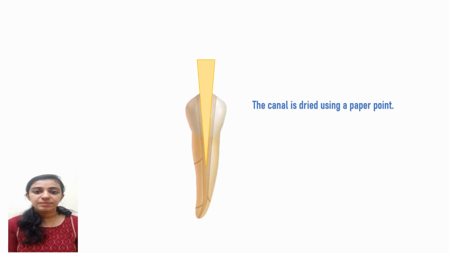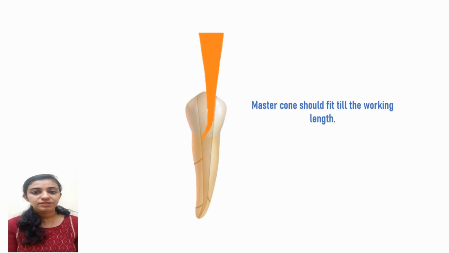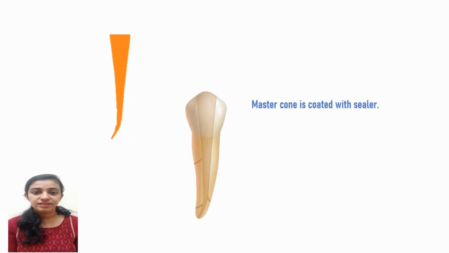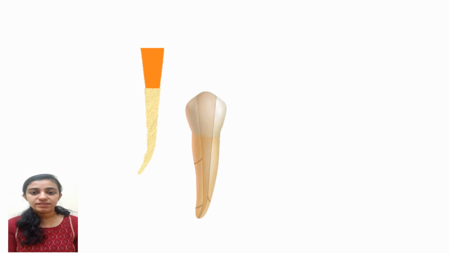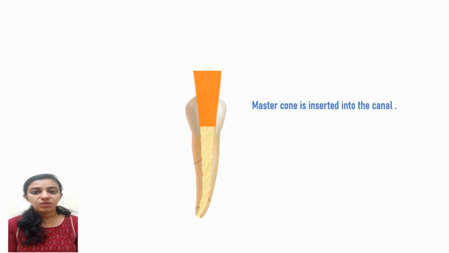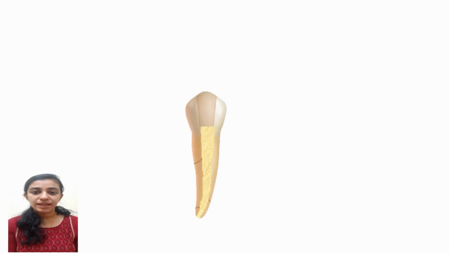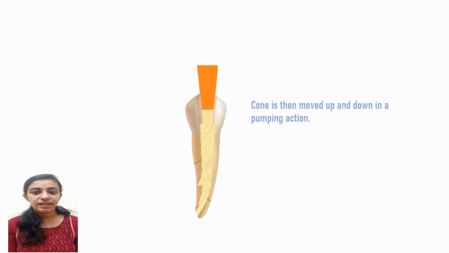Initially, the canal is completely dried using paper point. Master cone with a proper apical fit till the working length is selected. It is then coated with sealer and inserted into the canal. Make sure that you don't go past the working length. The cone is then moved up and down in a pumping action to coat the sealer along the canal walls. After repeated coating, you will find some sealer on the cone that ensures adequate sealer thickness.